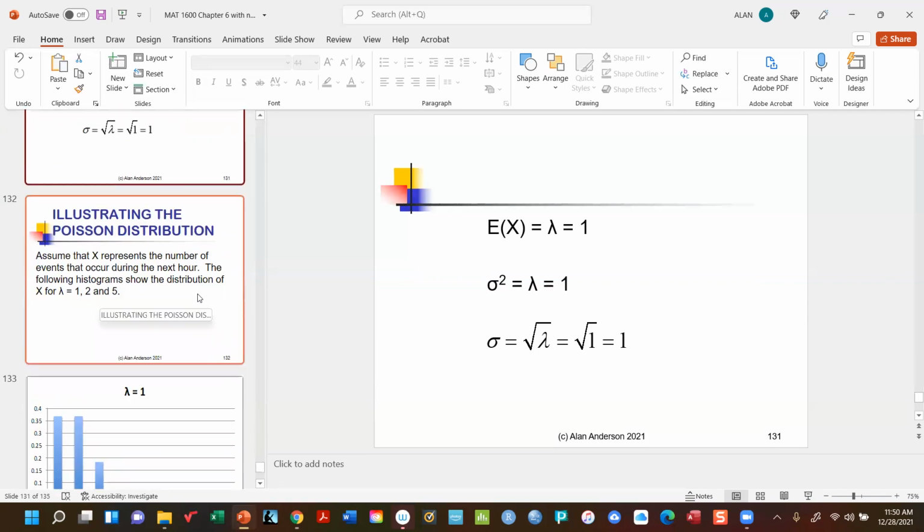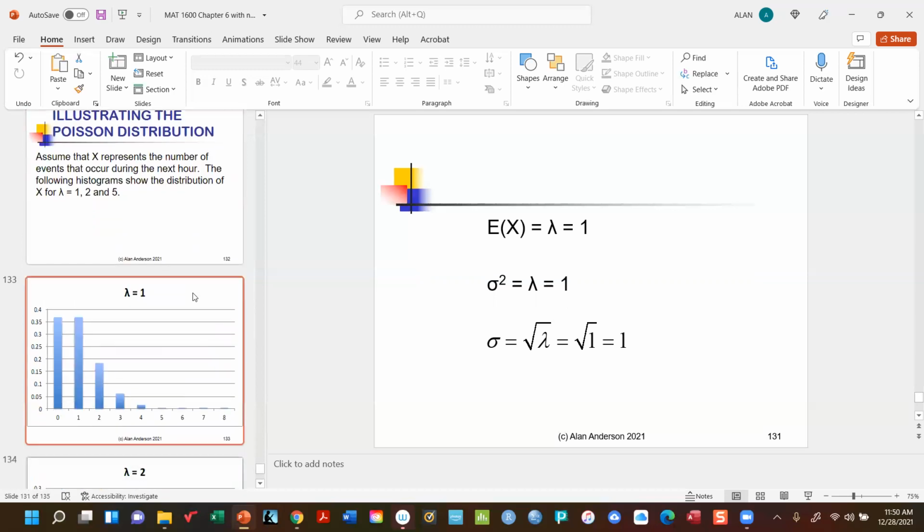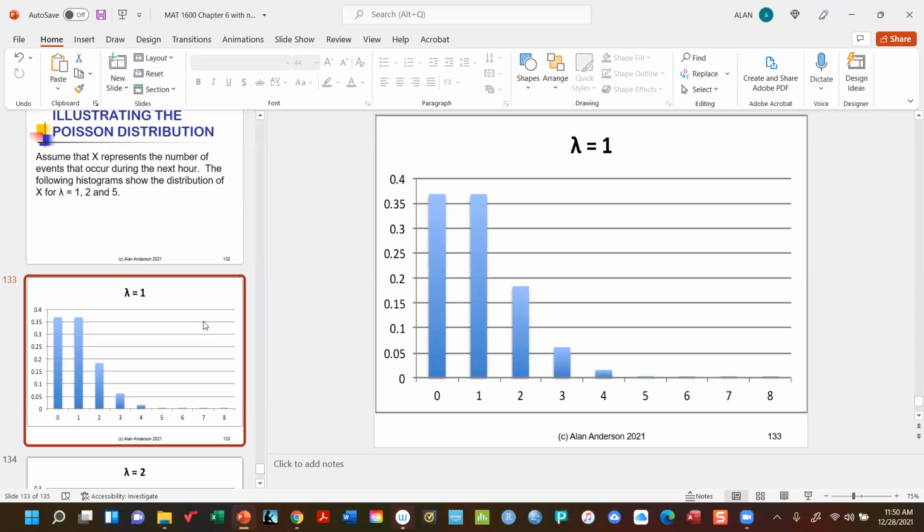The first one will be where lambda equals 1. The second will be where lambda equals 2. And the third case where lambda equals 5. Okay, so let's start with 1. Now, we just got through doing these 2 probabilities. Okay, about 18 point something and about 6%. What you notice here, interestingly enough, is that these first 2 are the same. You do run into that sometimes with the Poisson, which you don't usually get with other distributions.